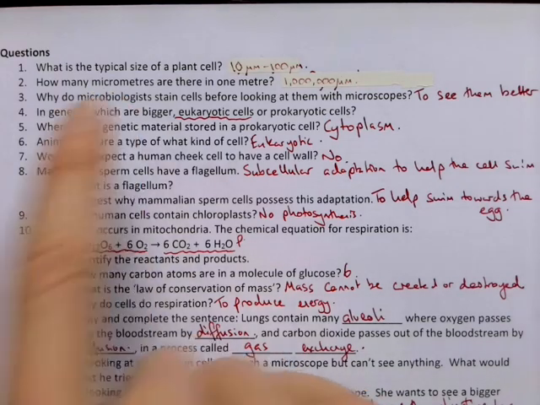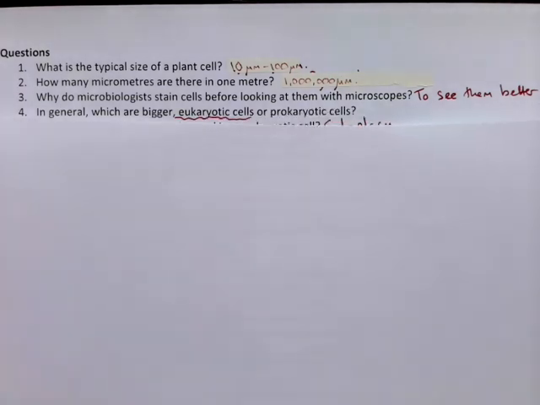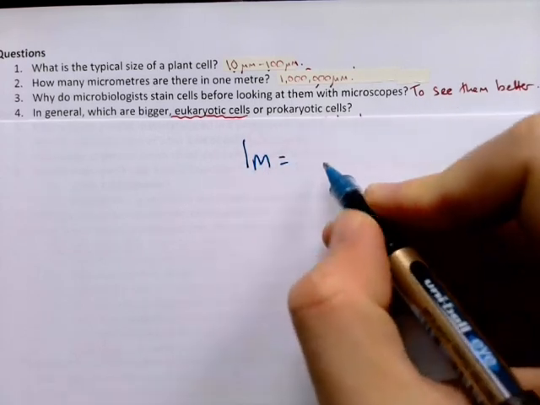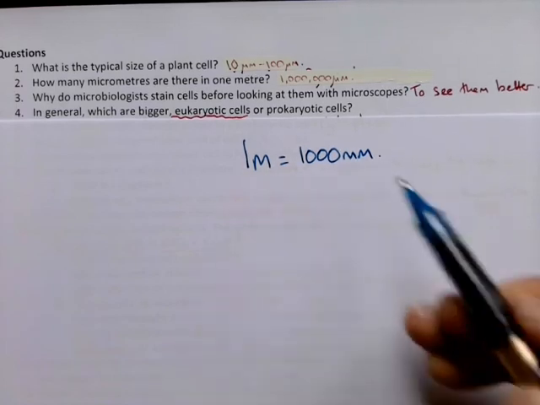So, what is the typical size of a plant cell? 10 micrometers to 100 micrometers, because they're eukaryotic cells. How many micrometers are there in 1 meter? All right, so for that one, I'll just give you a quick run through of how that works. So 1 meter equals 1,000 millimeters, and that's something you should remember.